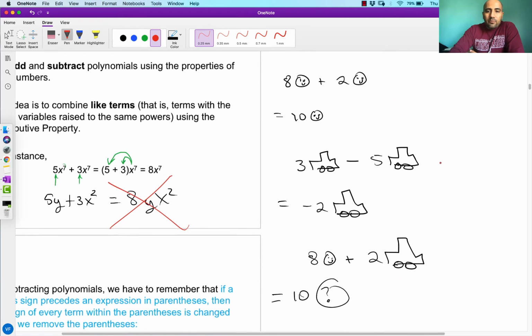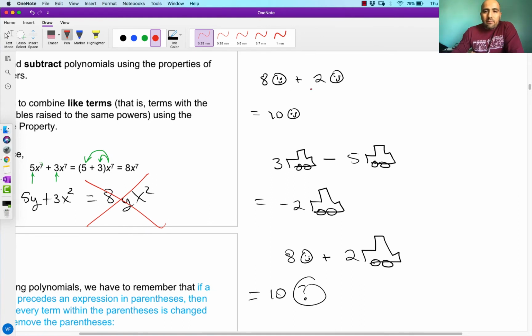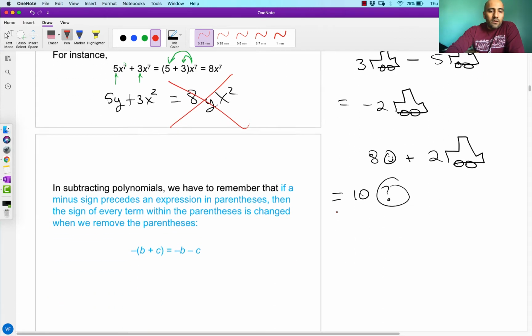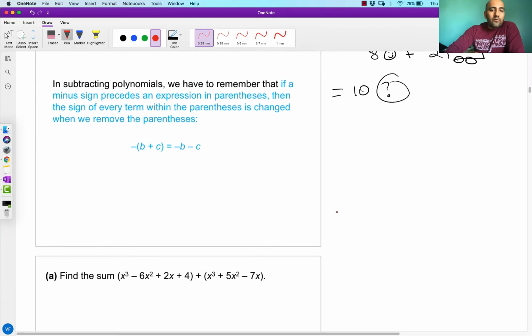Likewise, another common mistake is people think that if we combine them, that we raise the powers, right? But again, it wouldn't make sense if you think about this. It wouldn't make sense for someone to say that this is equal to 10 happy face squared, right? I have 8 copies of my happy face, and I'm going to add to it another 2 copies of my happy face. You have 10 copies of this happy face. You wouldn't have 10 happy face squared, right? That also wouldn't make sense. Hopefully that's clear.